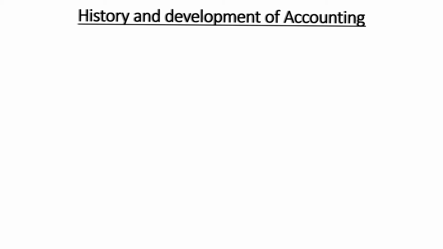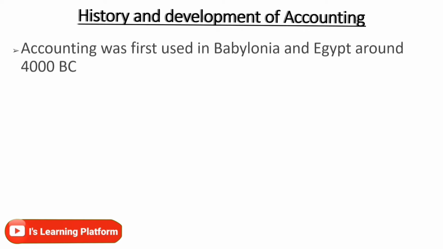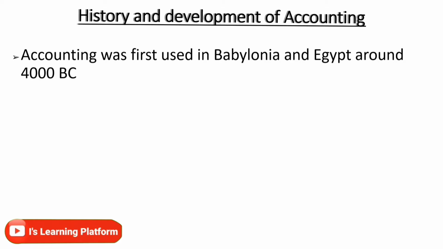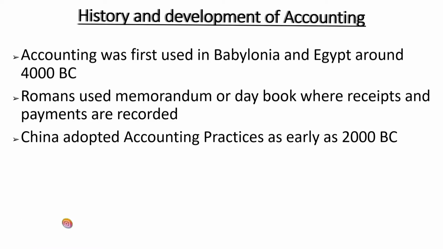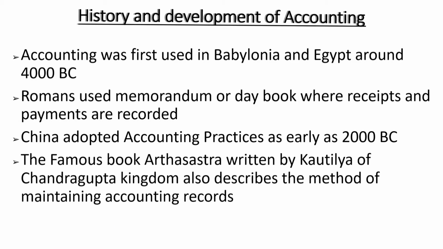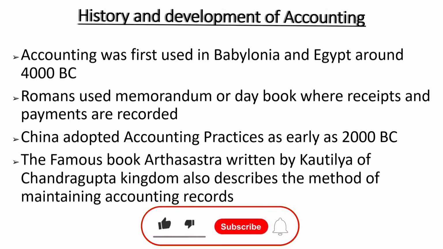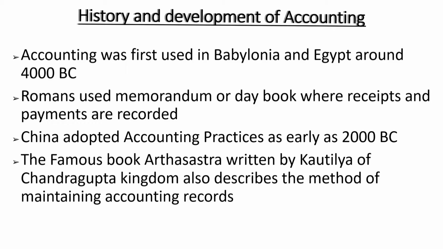History and development of accounting. As we know, accounting is very old. It was first used in Babylonia and Egypt around 4000 BC. Romans used a memorandum or daybook where receipts and payments were recorded. China adopted accounting practices as early as 2000 BC. In India, the famous book Arthashastra, written by Kautilya of the Chandragupta kingdom, also describes the method of maintaining accounting records. From the above, we can see that accounting is very old.